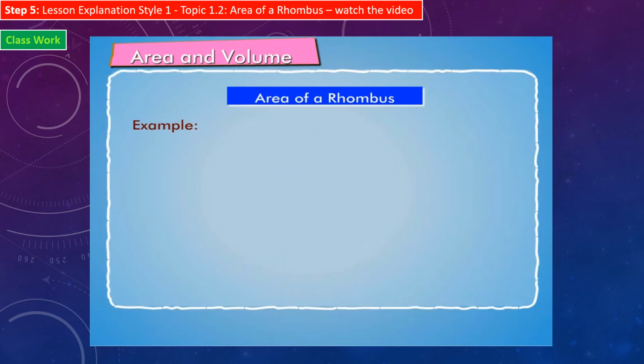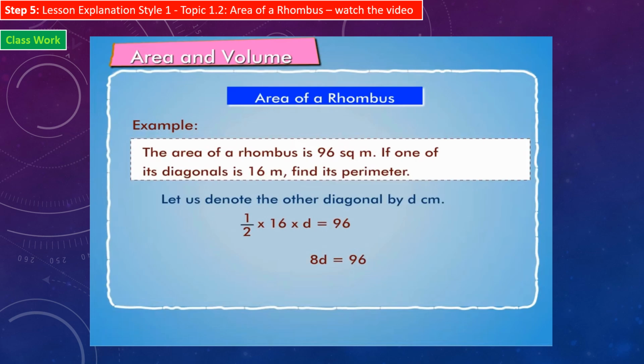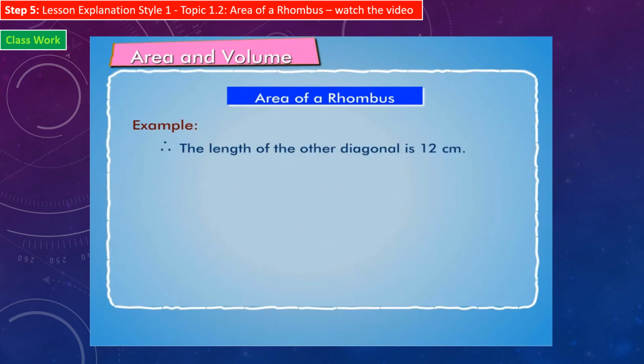Let us take another example. The area of a rhombus is 96 square meter. If one of its diagonals is 16 meter, find its perimeter. Let us denote the other diagonal by d. Then 1 by 2 into 16 into d is equal to 96. Therefore, 8d is equal to 96, or d is equal to 96 by 8, or 12. Therefore, the length of the other diagonal is 12.